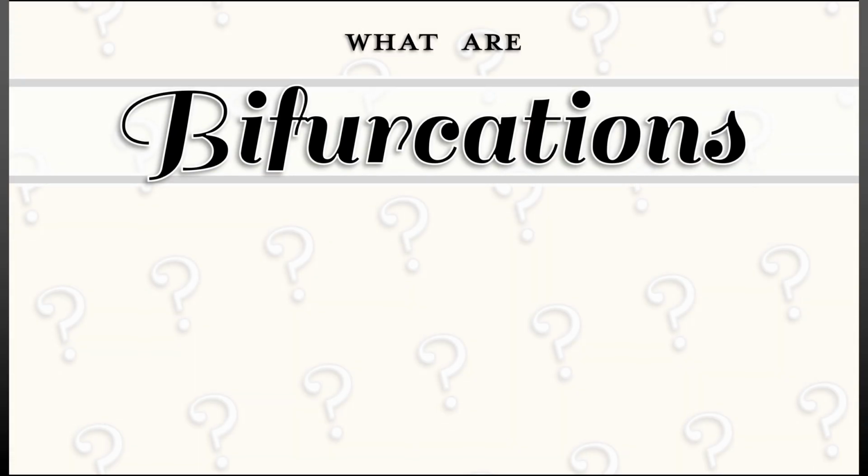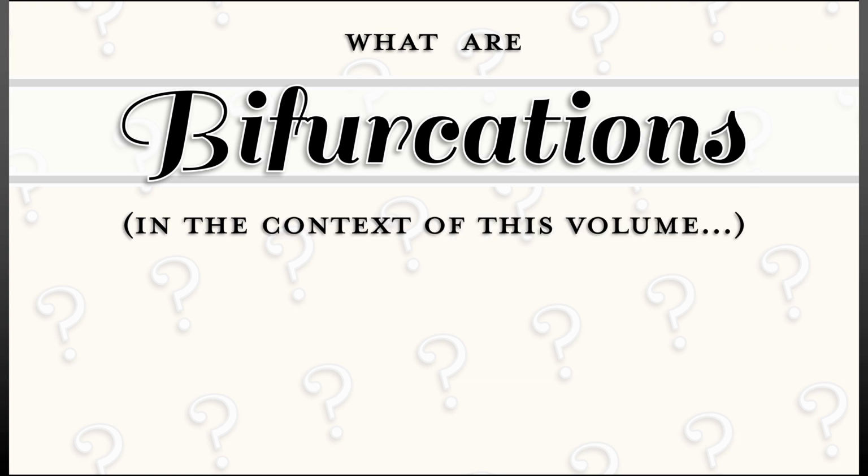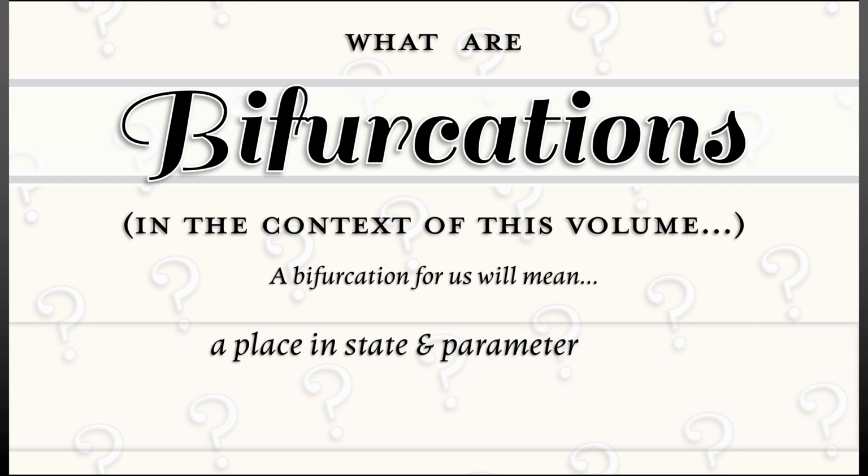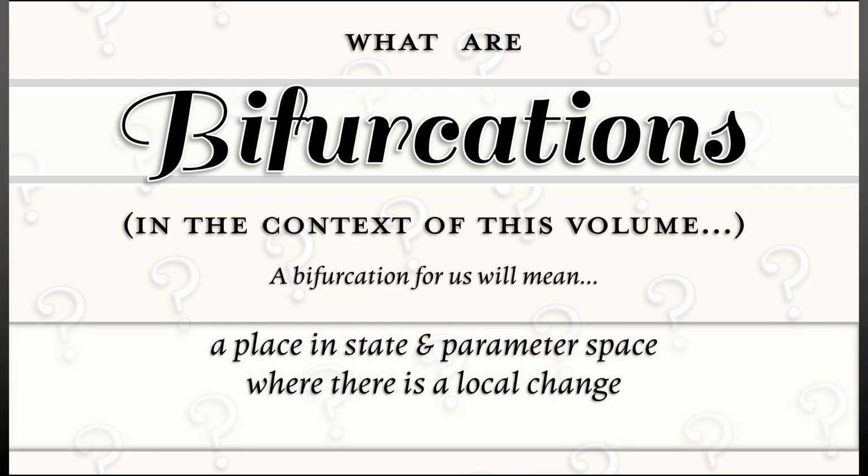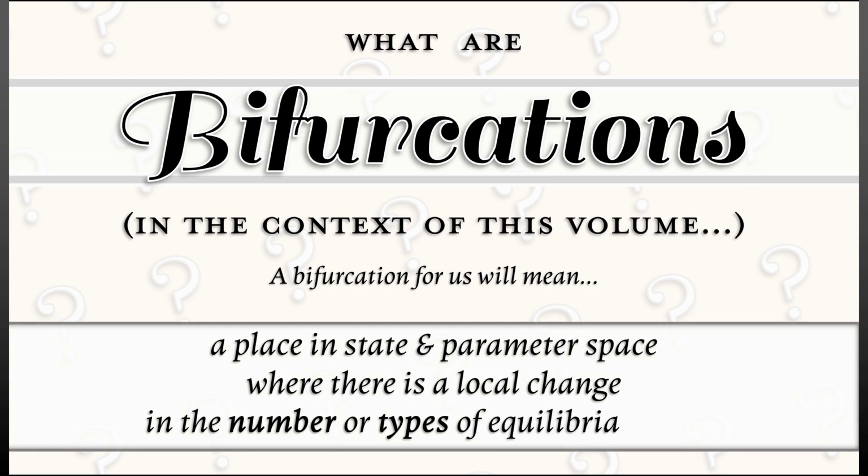Now, what bifurcations are going to mean for us in the context of this volume is the following. A bifurcation is a place in state and parameter space where there is a local change in the number or types of equilibria present. Now, that will take some unpacking. We'll look at some examples.